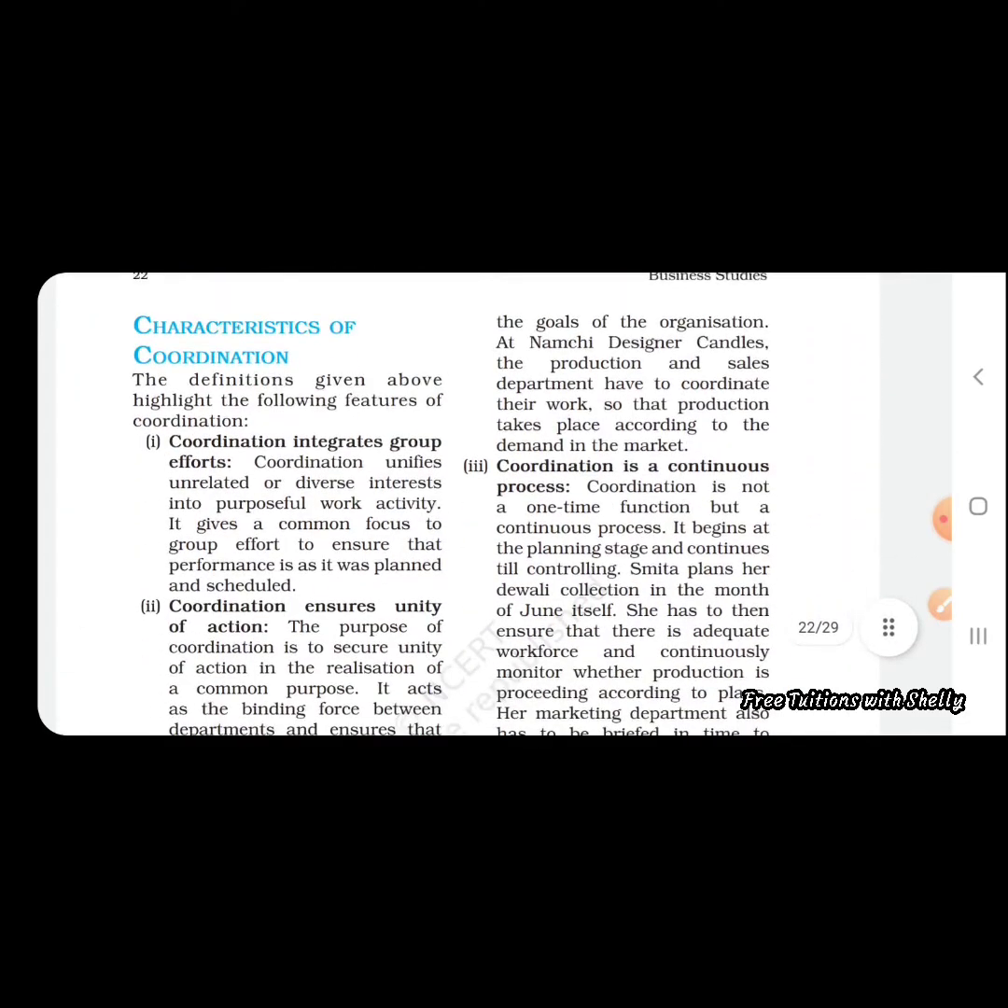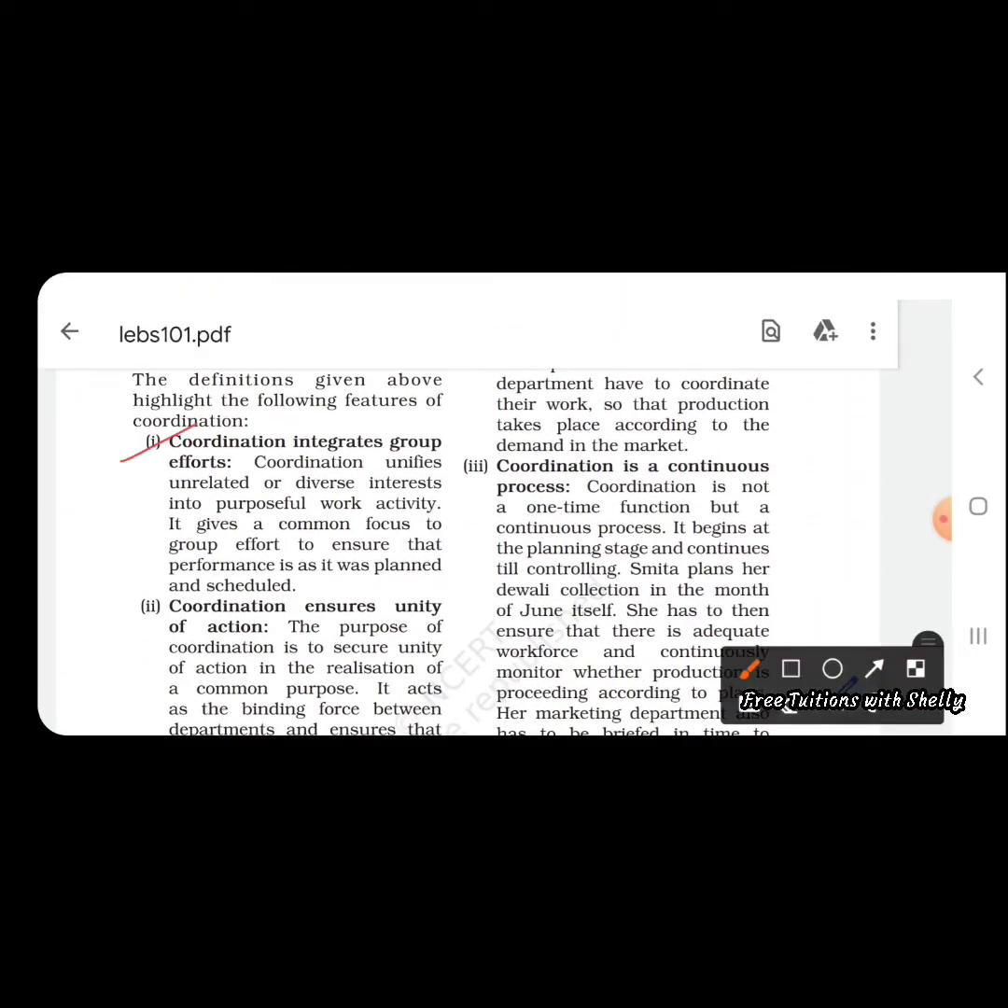Now let us look at the characteristics of coordination. The first one is it integrates group efforts. Coordination unifies diverse interests into purposeful work activity. That is, different departments communicate and work together for achieving their objectives. Next one is coordination ensures unity in action. Together their action must be leading to the success of an organization.